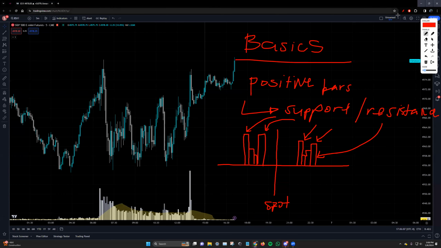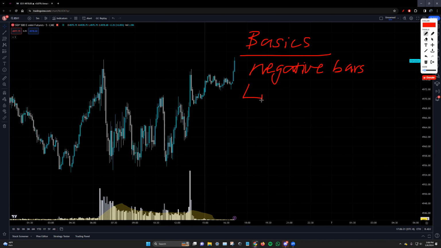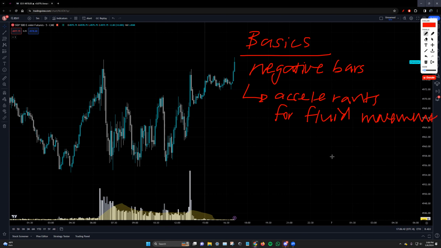So the next thing is, what are negative bars? Basics again. What do they act like? They act like accelerants. I always forget how to spell this. Is it two R's? Is it two C's? Don't watch me on my spelling. They act like accelerants for what? For fluid movement. I hope that makes sense. Why do they act like accelerants for fluid movements?